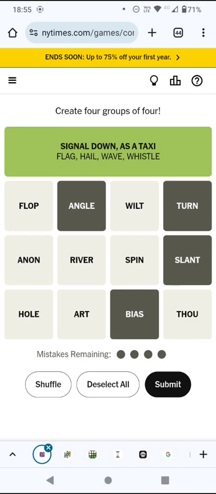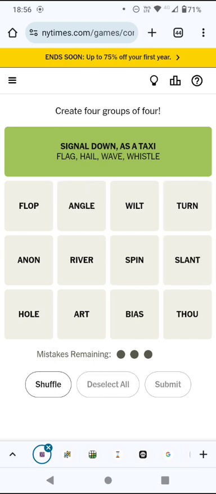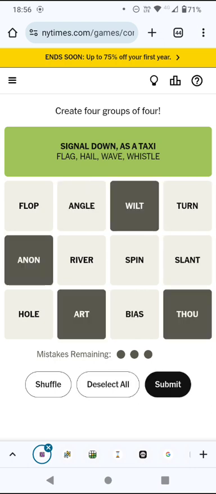But then flop and wilt feel like they're going to go together. Oh, let's just try these 4. Oh, it's one away. I knew it was going to be. I don't know which one to rule out. I don't know which thing to put in. That's annoying. What is anon going to be? Wilt thou? Maybe it is just old-timey words.